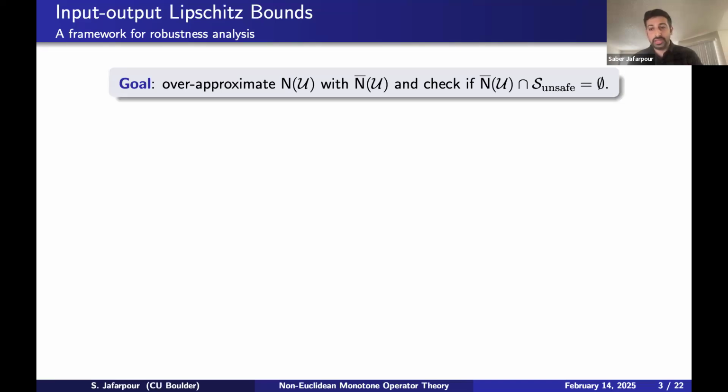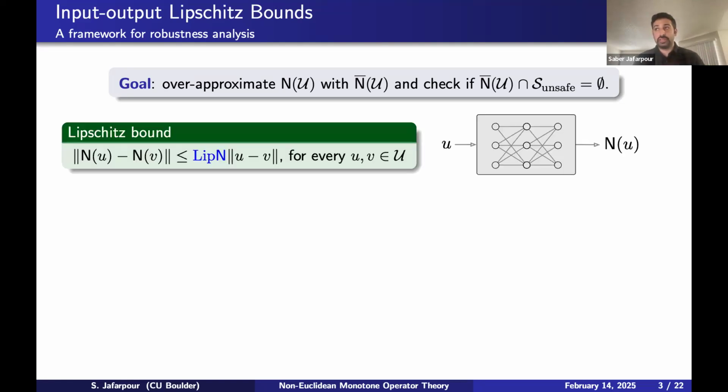As a result, one approach which has been proposed in the literature is to over-approximate the image of the neural network or learning algorithm under this input perturbation and check the safety of that over-approximation. One notion which plays a critical role in this type of over-approximation is the notion of Lipschitz bound. Given a learning algorithm, a Lipschitz bound connects the changes in the output to the changes in the input, so it provides an upper bound on the changes to the output with respect to the changes in the input.